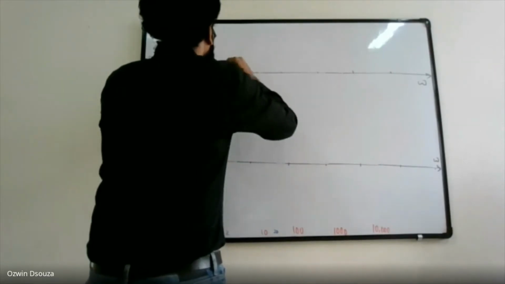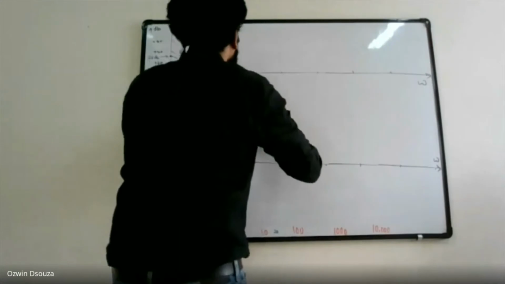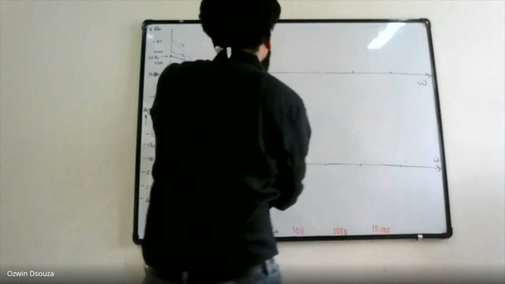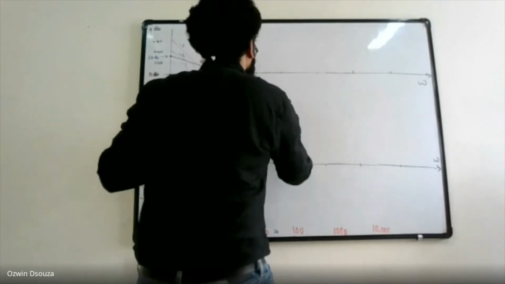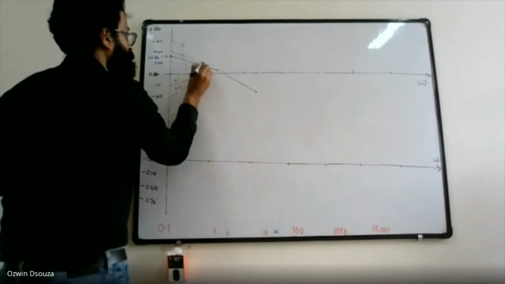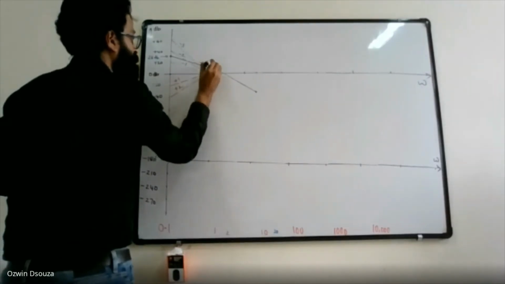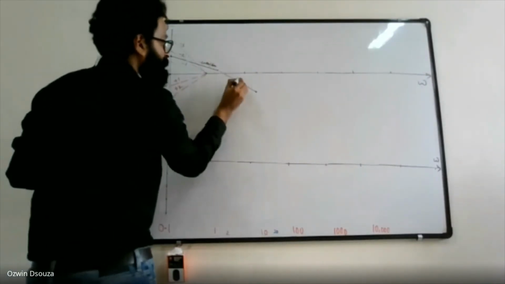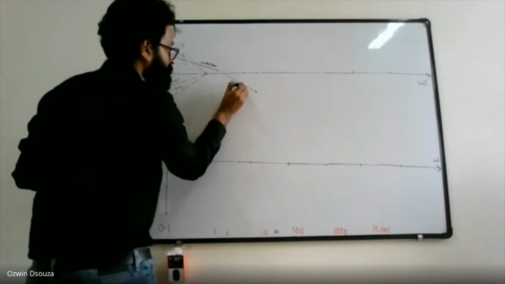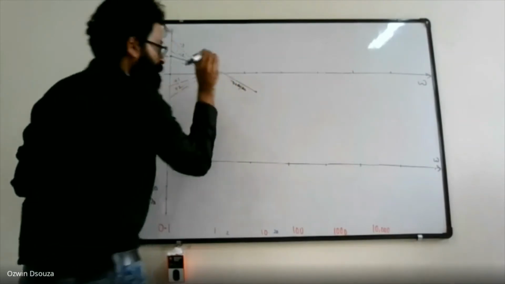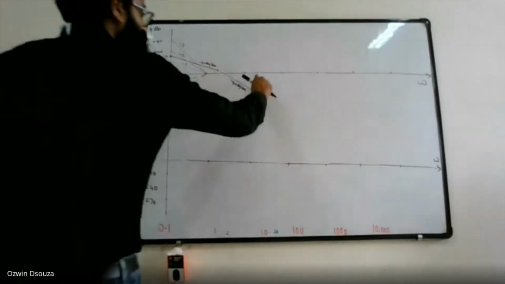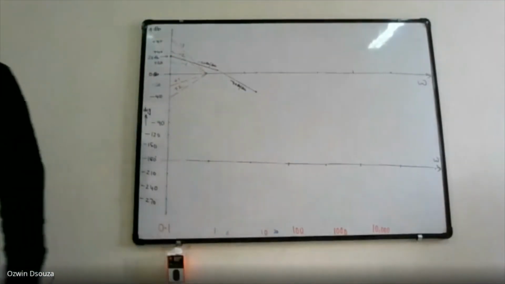So it goes like this. Okay. Yeah. Very clear. So this I will write minus 20 decibel per decade. This I'll write minus 40 decibel per decade. So this point is 20 radian per second.